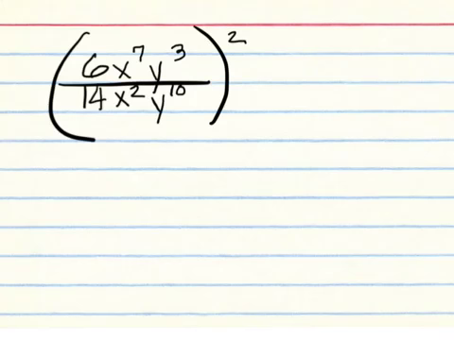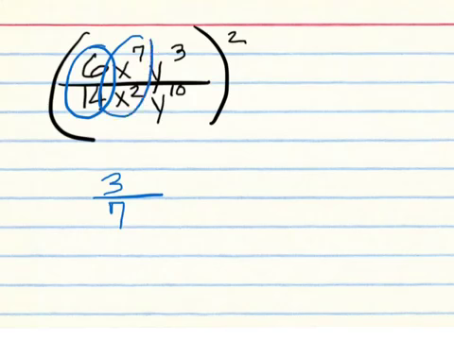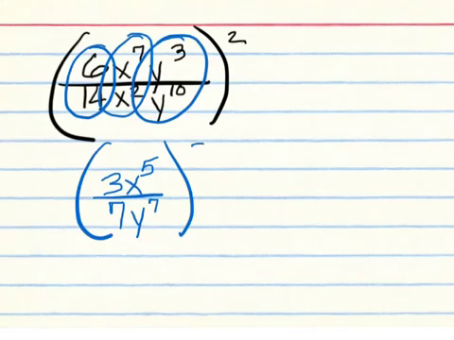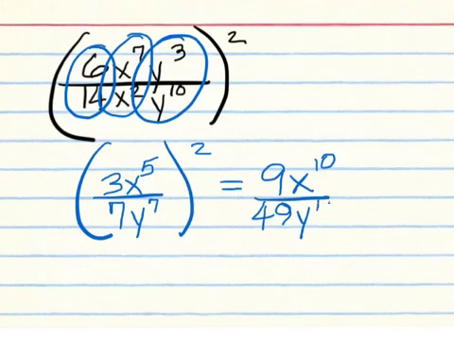Solution to the practice. Start with 6 over 14 and reduce that to 3 over 7. X to the 7th over x to the 2nd is x to the 5th on top. Y to the 3rd over y to the 10th is y to the 7th on the bottom. Square everything to get 9x to the 10th over 49y to the 14th.